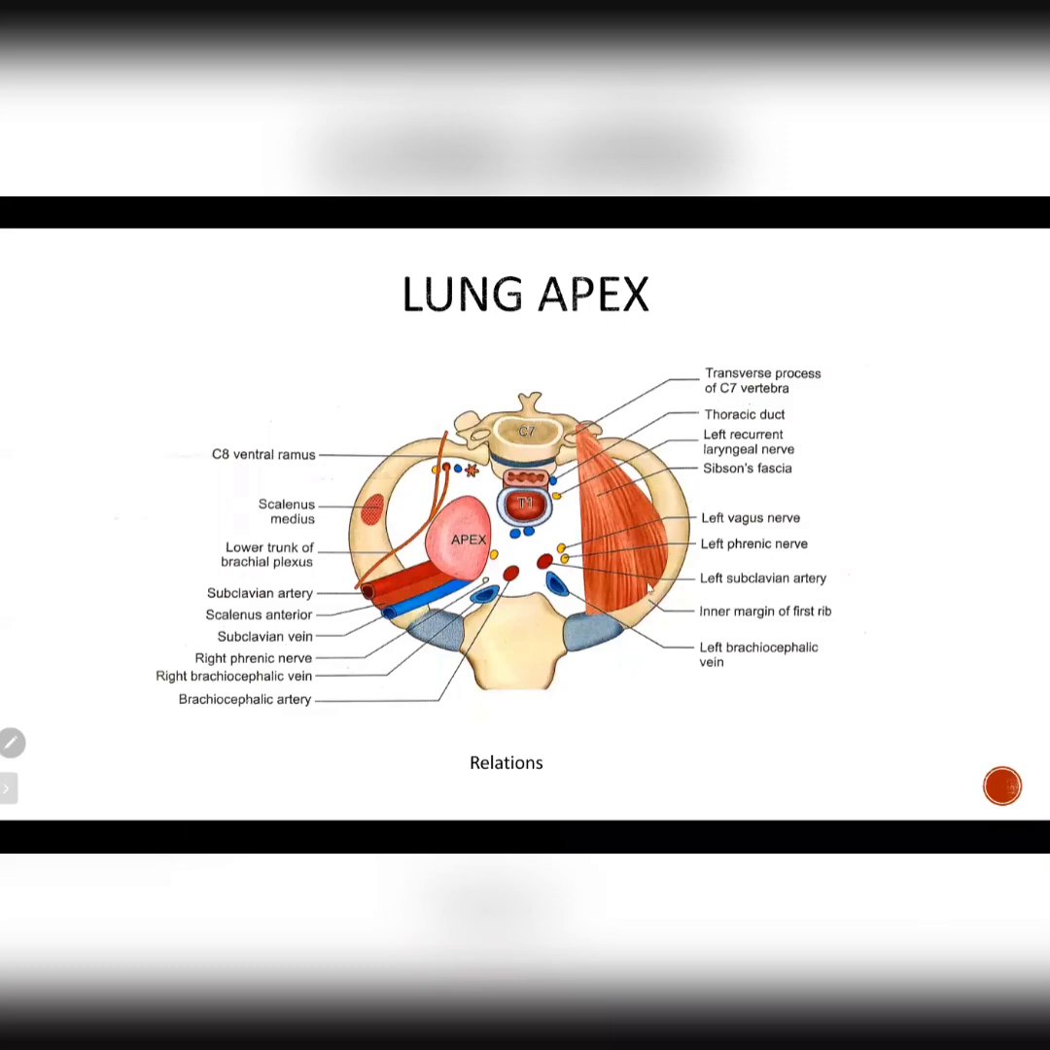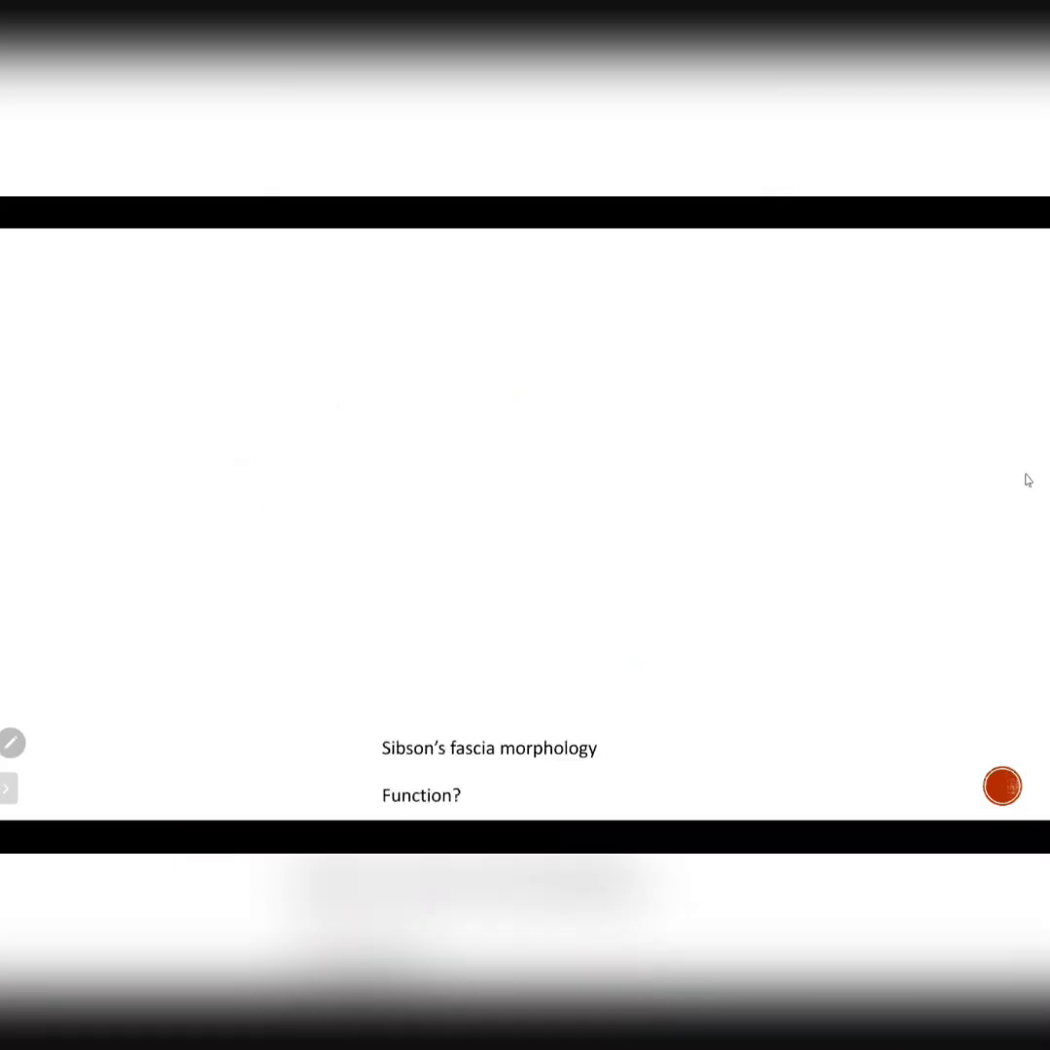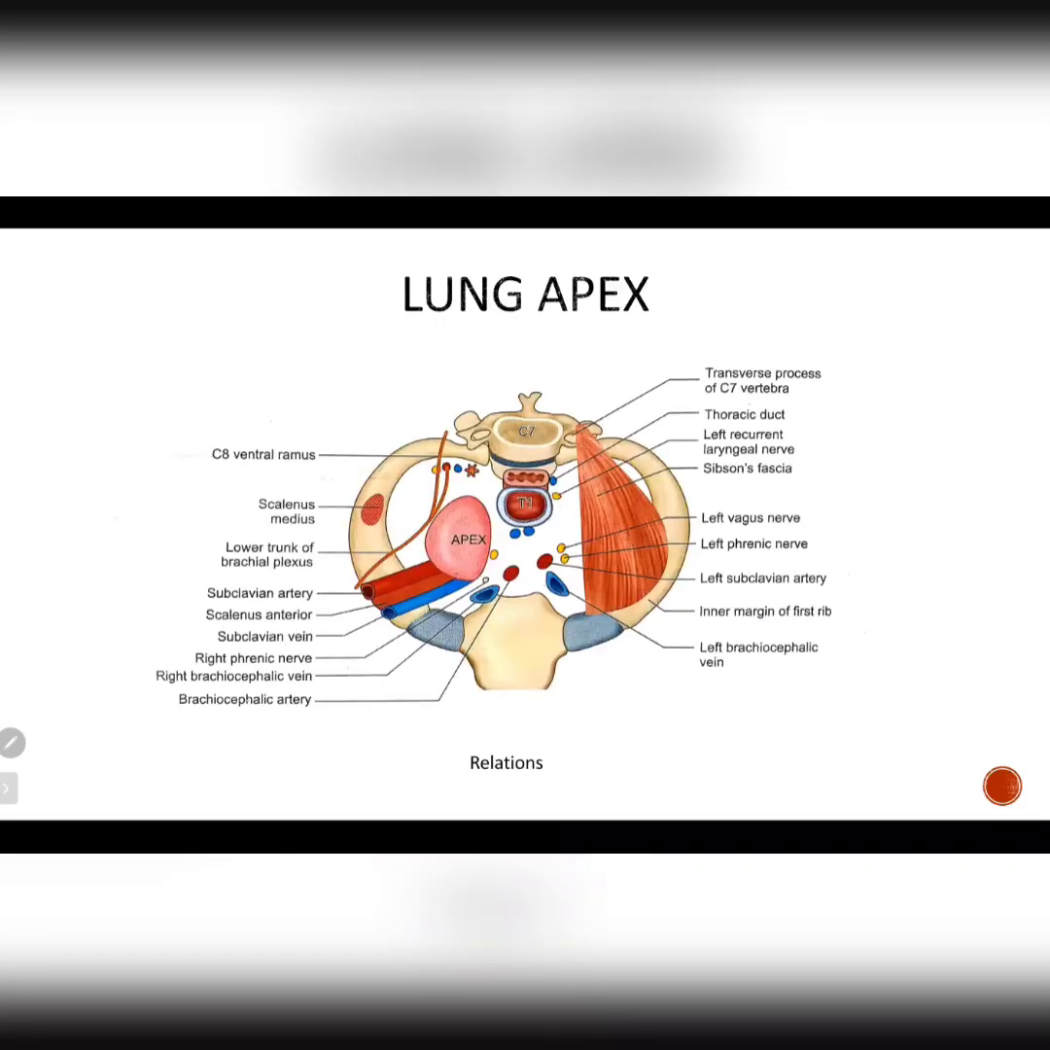Suprapleural membrane is attached to the inner margin of the first rib. It is said that according to evolution, the Simpson's fascia developed from a muscle called scalenus minimus muscle. That is why it is not only a membrane, it is similar to an aponeurosis because it is developed from a flattened muscle called scalenus minimus. That gives it its tough, rigid structure.